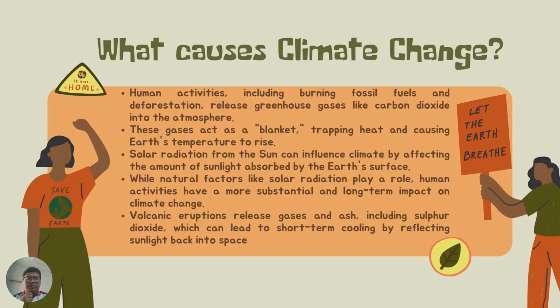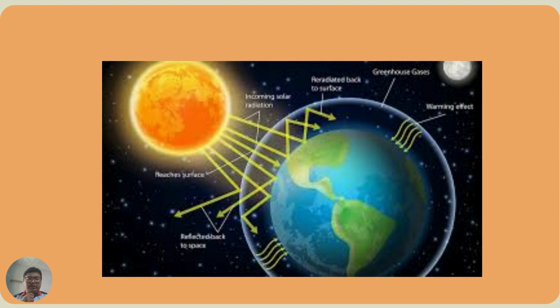So climate change is caused by human activities including burning fossil fuels and deforestation, which release greenhouse gases like carbon dioxide into the atmosphere. Next, solar radiation from the sun can influence climate by affecting the amount of sunlight absorbed by the Earth's surface. And lastly, volcanic eruptions release gases and ash, including sulfur dioxide, which can lead to short-term cooling by reflecting sunlight back into space. So these are the details about climate change.